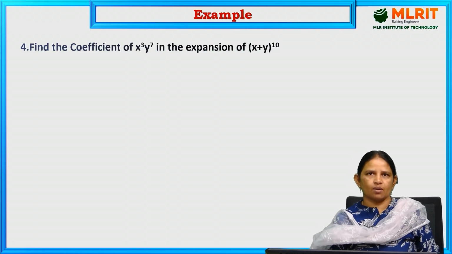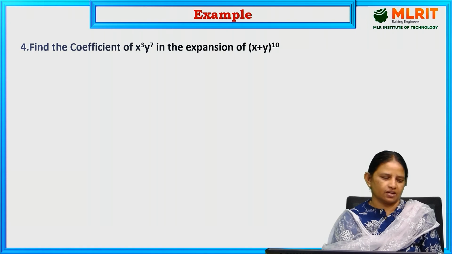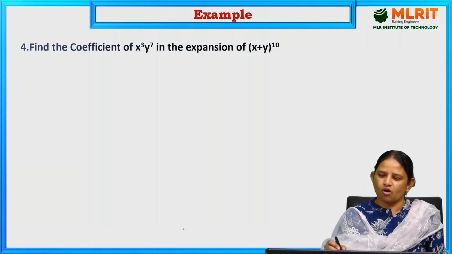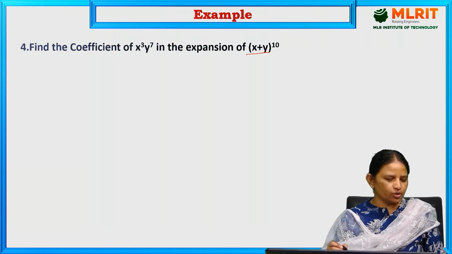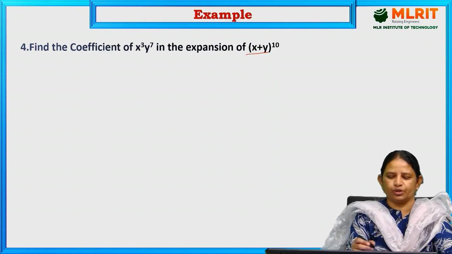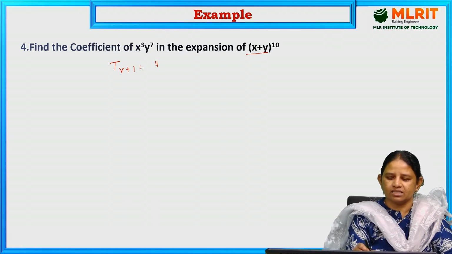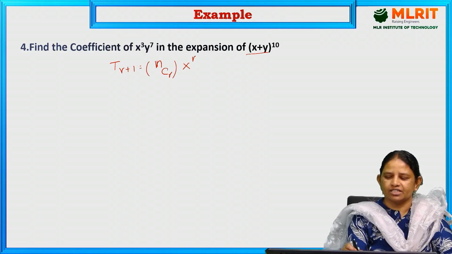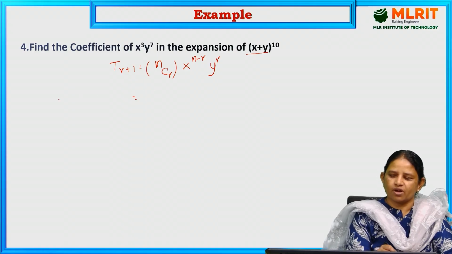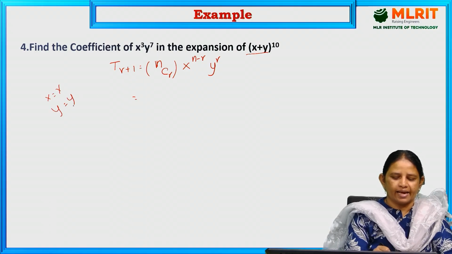Consider the next example. Find the coefficient of x cube and y to the power of 7 in the expansion of (x plus y) whole power 10. We don't know what the value of r is, so based on the coefficient, we need to decide. T(r+1) equal to nCr x to the power of n minus r into y to the power of r. So x is x only, y is y only, and n is equal to 10.